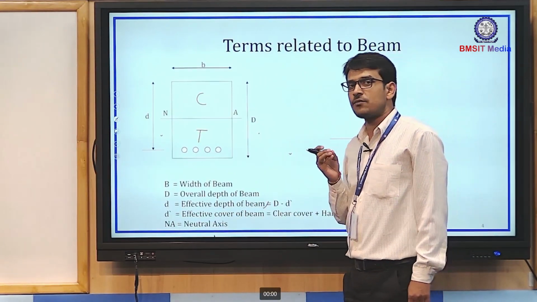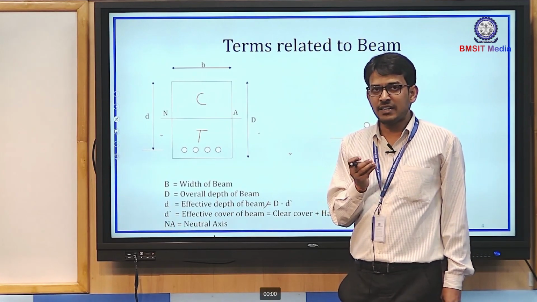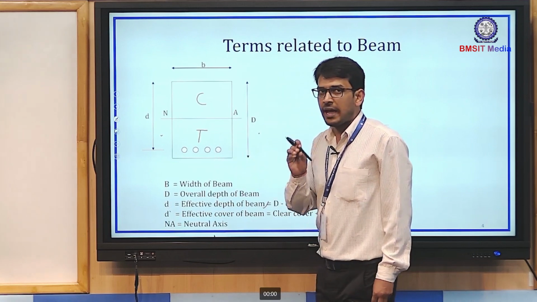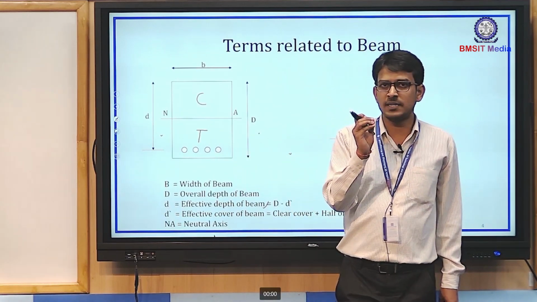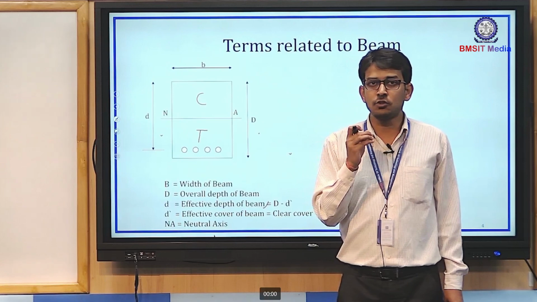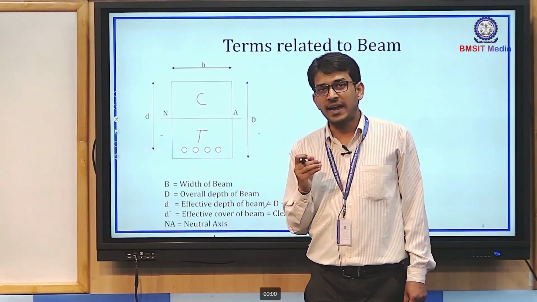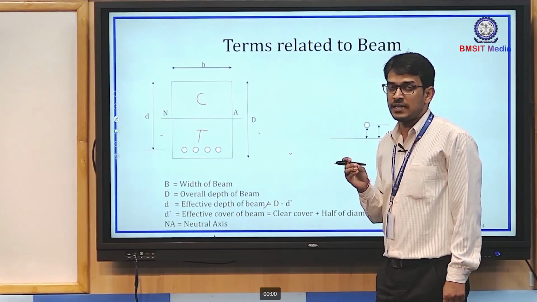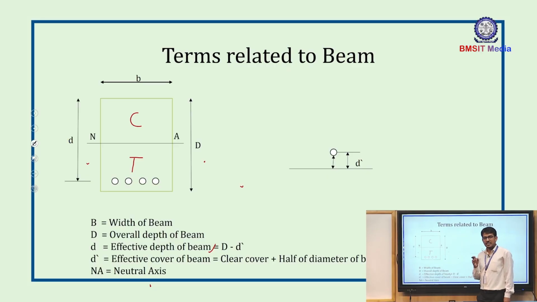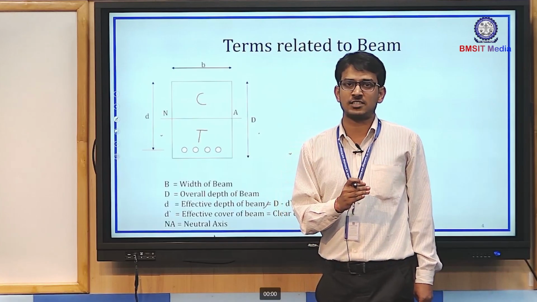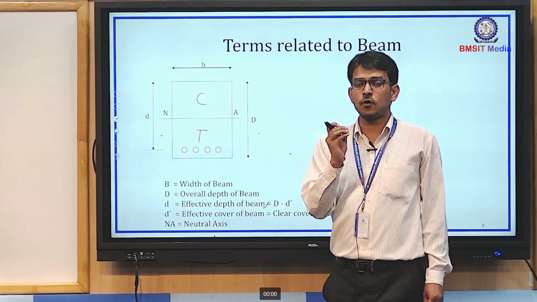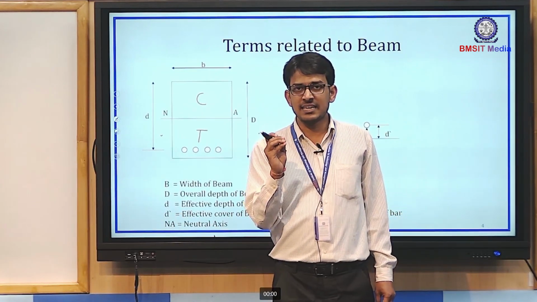What are those values called? Those values are called the cover. Why is the cover required? When we are providing the reinforcement, we have to ensure that the reinforcement is inside the beam and not exposed to the environment. If the reinforcement is exposed to the environment, then corrosion will start, and that will reduce the life of your structure. So we have to make sure the reinforcement is inside the concrete.